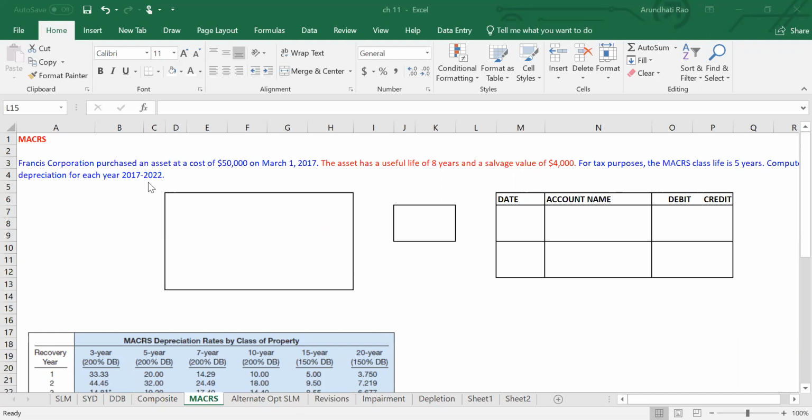So a couple things for the MACRS method. This is prescribed by the IRS, which is the Internal Revenue Service. The information presented here in red needs to be ignored as far as the problem is concerned. The useful life is 8 years, but what matters is the classification of 5 years. The salvage value of $4,000 is irrelevant for the depreciation expense calculation. Hopefully at the end of the life, we do get some $4,000 when we sell it, but for the purposes of the depreciation expense calculation, we ignore all the information that's marked in red.